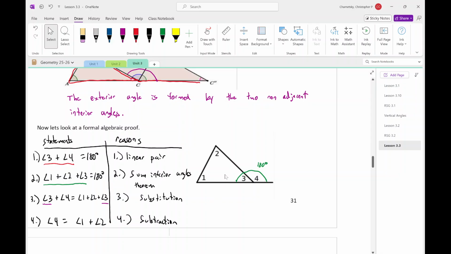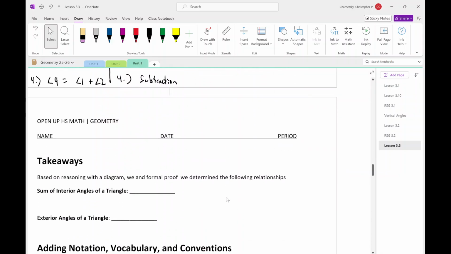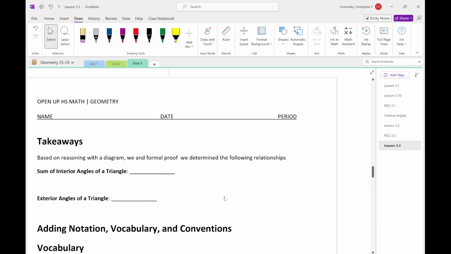And that is ultimately what we were trying to prove. So the sum of interior angles add to 180. And the exterior angle of a triangle equals the sum of the non-adjacent interior angles. Okay.